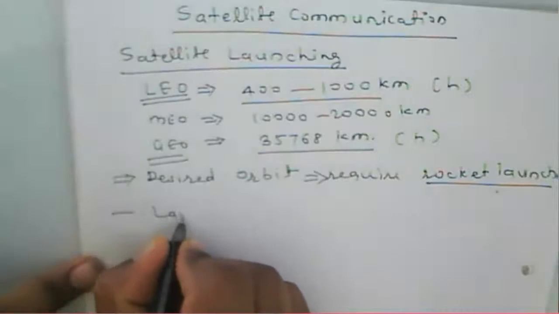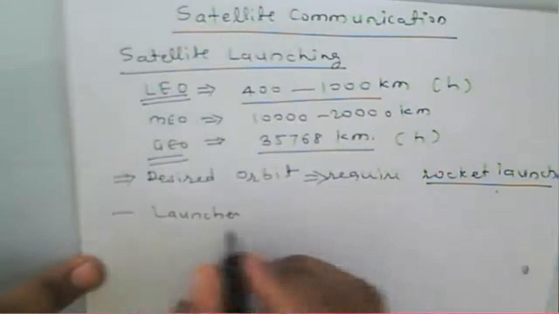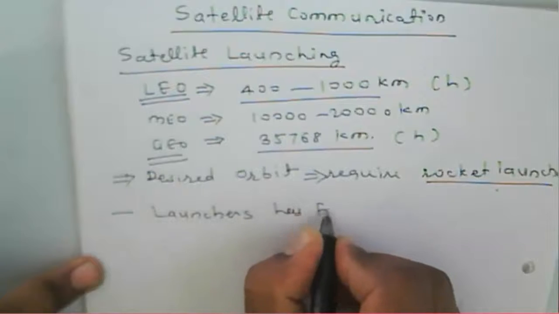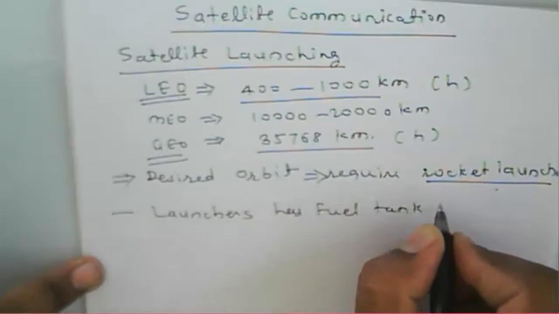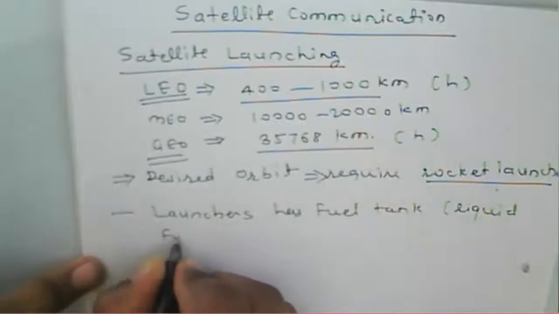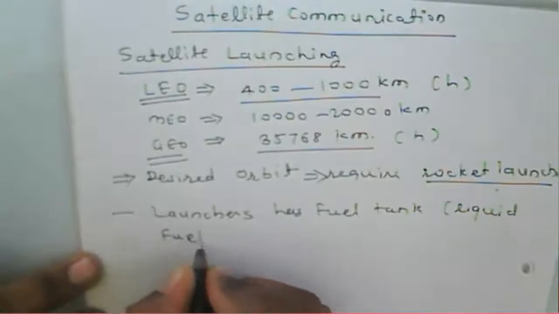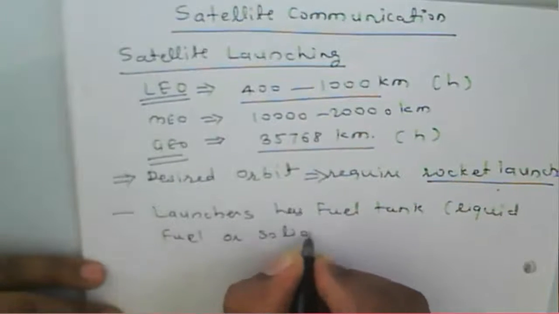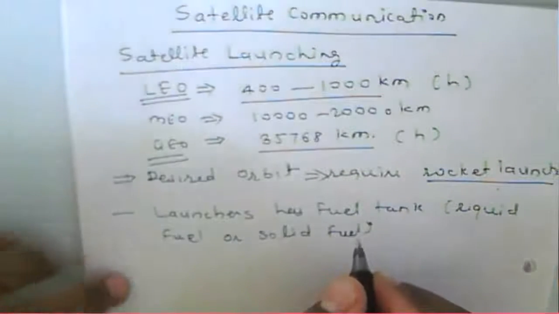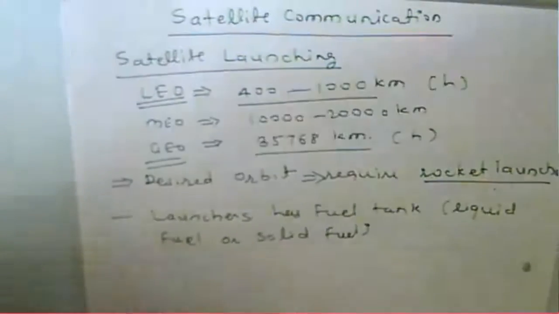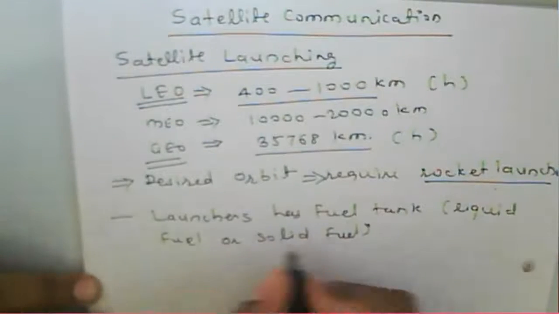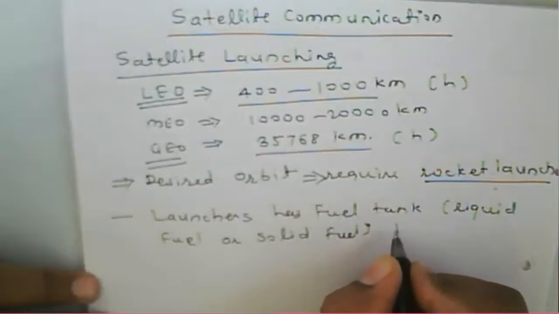Each launcher, whatever rocket launcher we require, has a fuel tank. What does that fuel tank consist of? It consists of a liquid fuel, or a solid fuel, or it can be a mixture of liquid and solid fuel. It is not necessary that it is only liquid fuel. It can be a solid fuel, or a mixture of all the fuels.